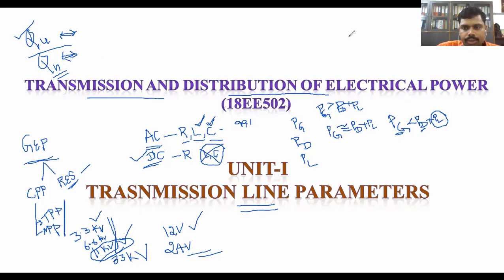This is the main objective of the power system. We need to satisfy the consumer on two parameters: one is quality, another one is quantity. Quality means without interruption, without load fluctuation. Quantity means at a reasonable price.